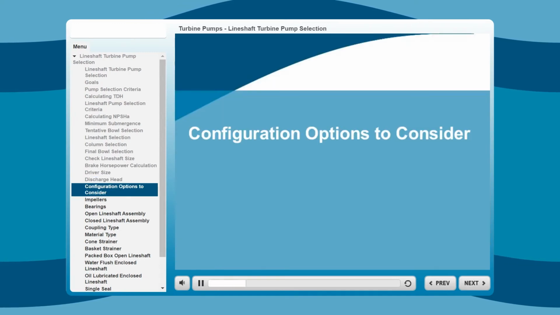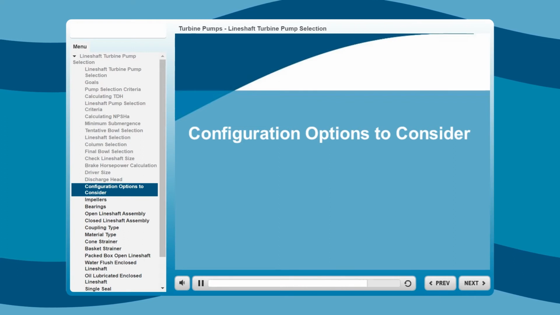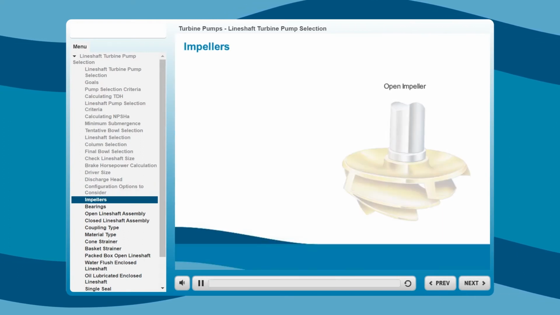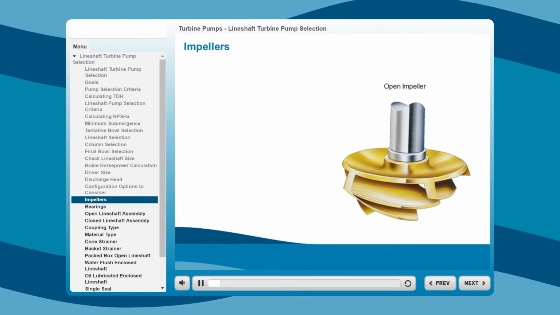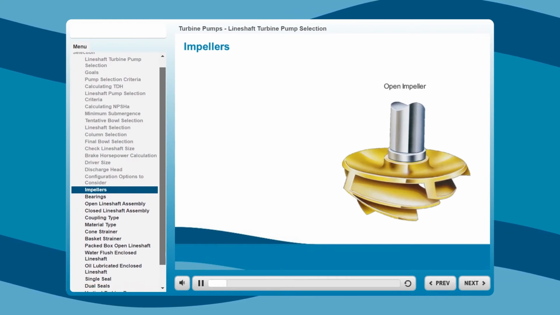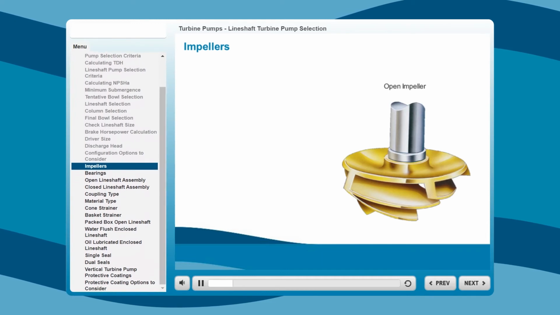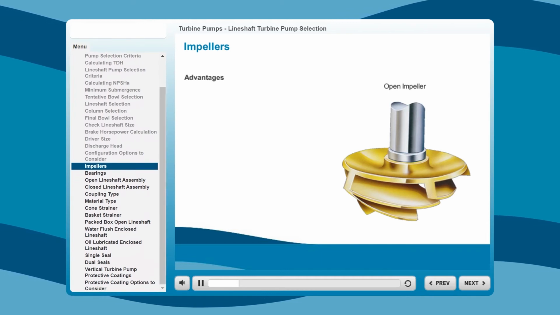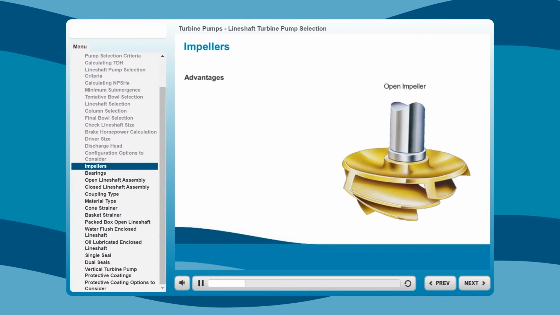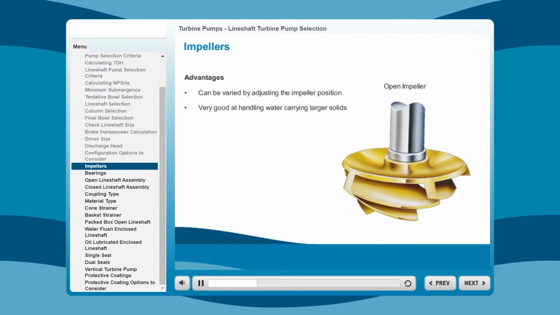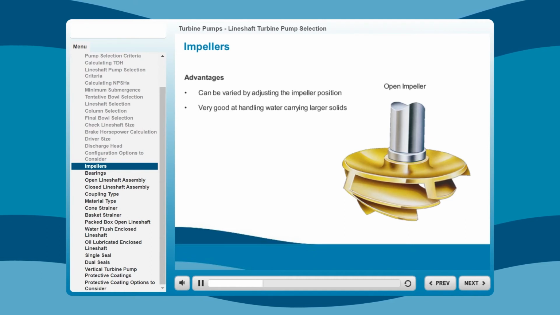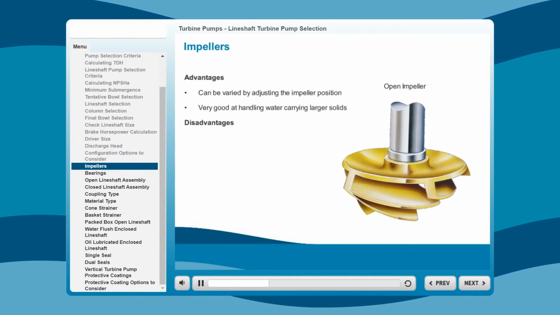Now, let's go over some of the configuration options that you can consider and why those are important. There are two types of impellers to consider, each with their own advantages and disadvantages. The first is the open impeller. This impeller has two primary advantages. The pump output can be varied by adjusting the impeller position, and it's very good at handling water carrying larger solids. It also has some disadvantages.